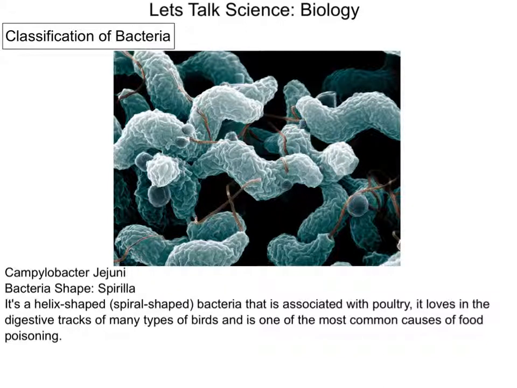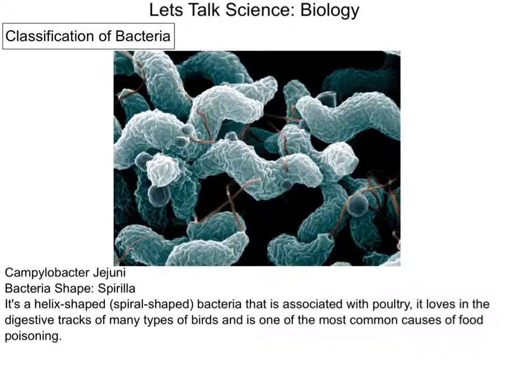Next up, we have Campylobacter jejuni. Its bacteria shape is spirilla. It's a helix-shaped, in other words, spiral-shaped, bacteria that is associated with poultry, which is chicken or turkey, etc. It lives in the digestive tracts of many types of birds and is one of the most common causes of food poisoning.